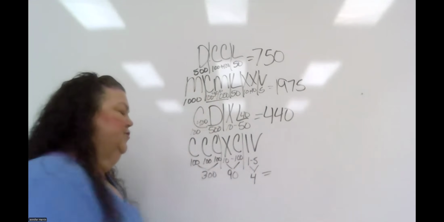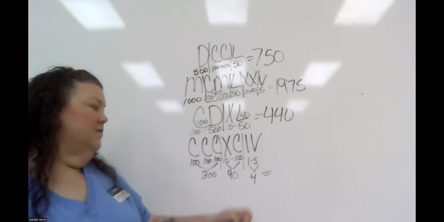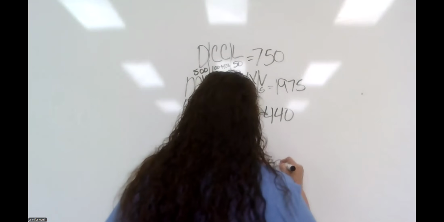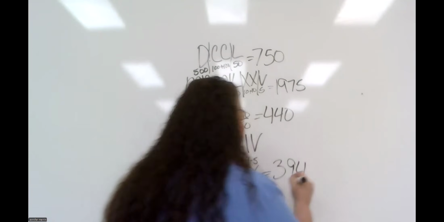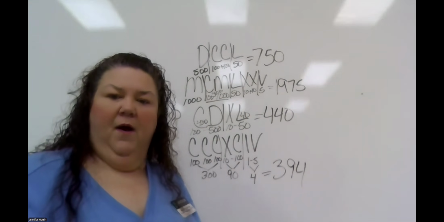Now I can do my addition. 300 plus 90 is 390. Plus 4 is 394. All right, let's get back to the PowerPoint.